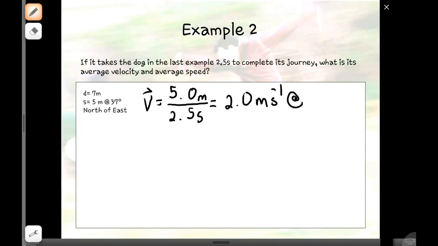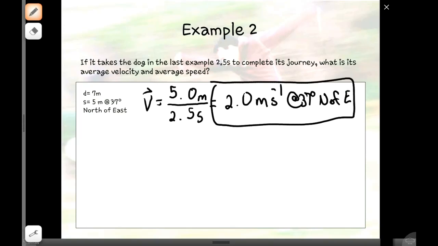There we go. Okay, it was too close. So now we need to include the direction. So this is going to be at 37 degrees north of east. Okay, so that's the object's average velocity.